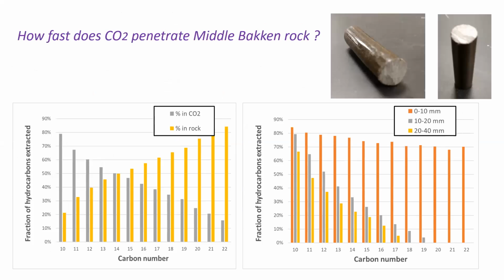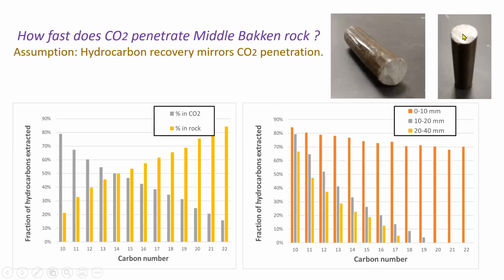Okay, so how fast can CO2 penetrate this rock? That's hard to understand, I'll tell you. So we've coated these 11 millimeter rods with epoxy, and then sawed off the end so we get one open end. So the only way CO2 gets in and the only way oil gets out is through that one end right there. So we're assuming that CO2 oil production mirrors the CO2 penetration.